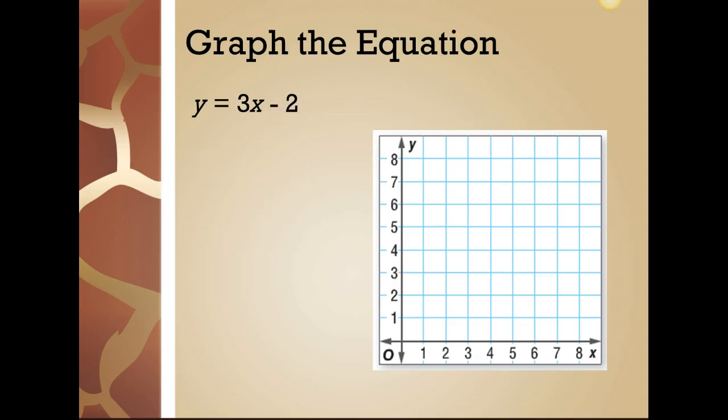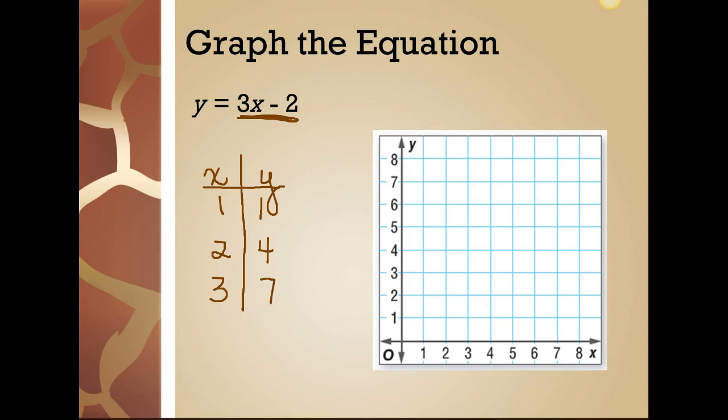Let's try graphing 3x minus 2. First, I'm going to create an xy chart. Then I will plug in some values for x to find my ordered pairs. I'm going to start with 1, 2, 3 as my inputs. My outputs are going to be 3 times 1 is 3, then minus 2 gives me 1. 3 times 2 is 6, minus 2 gives me 4. 3 times 3 is 9, minus 2 gives me 7.